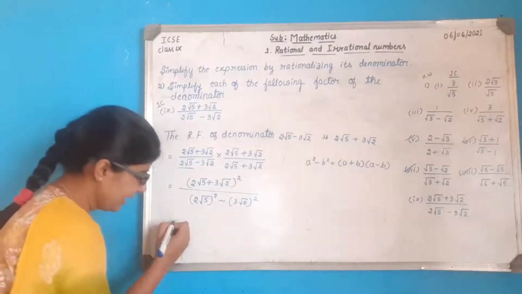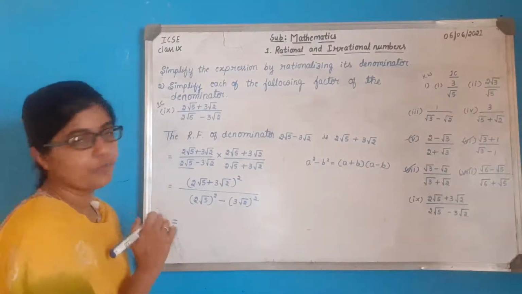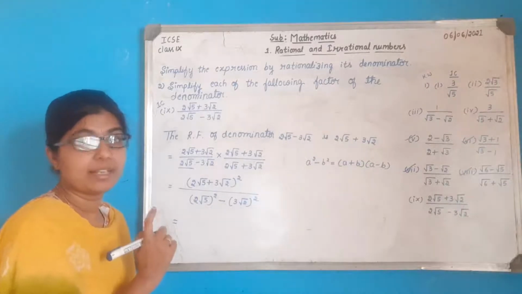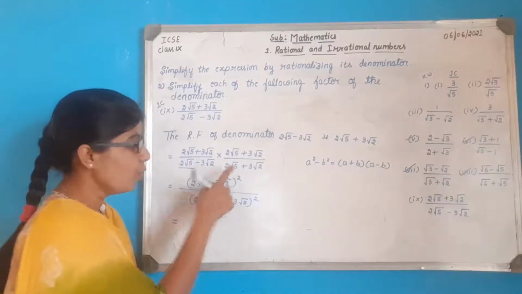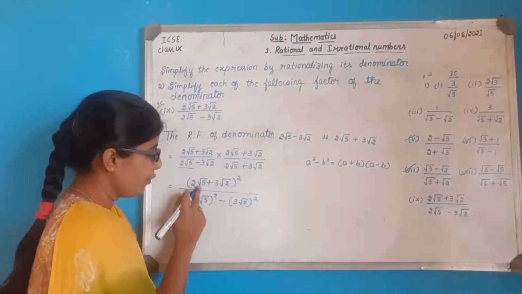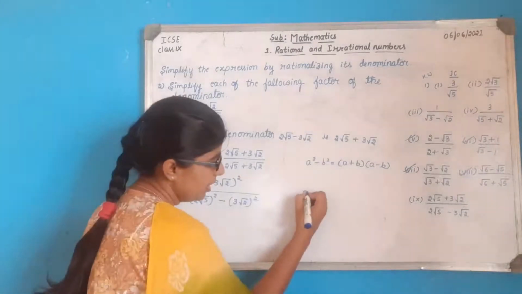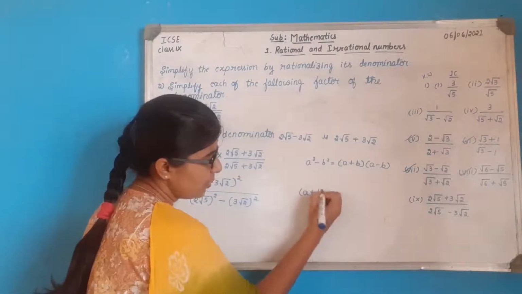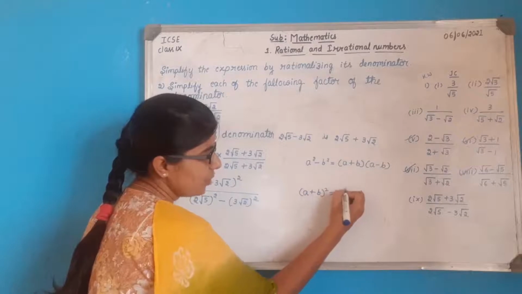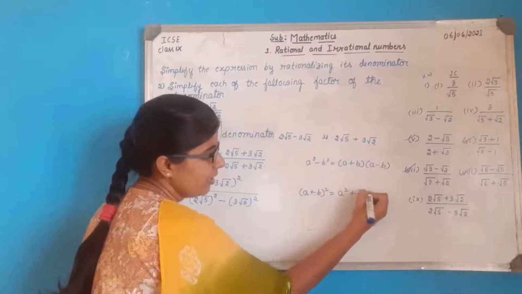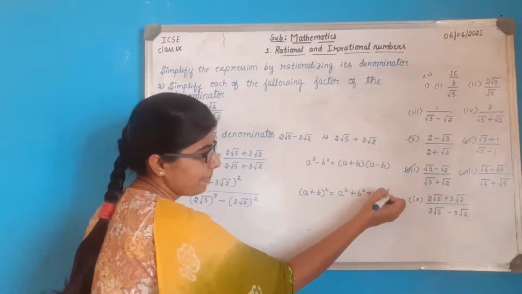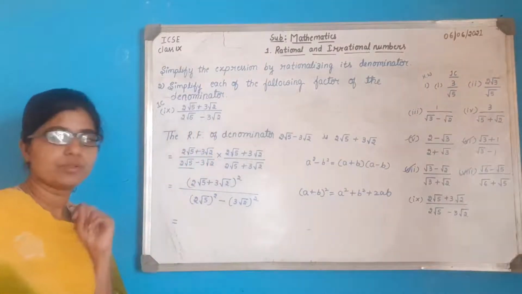Right? And next step, apply the formula for the numerator. Which formula do we apply? We have to apply the a plus b whole square formula. So it is in the form of a plus b whole square, which is a square plus b square plus 2ab. Apply the same thing to this problem.